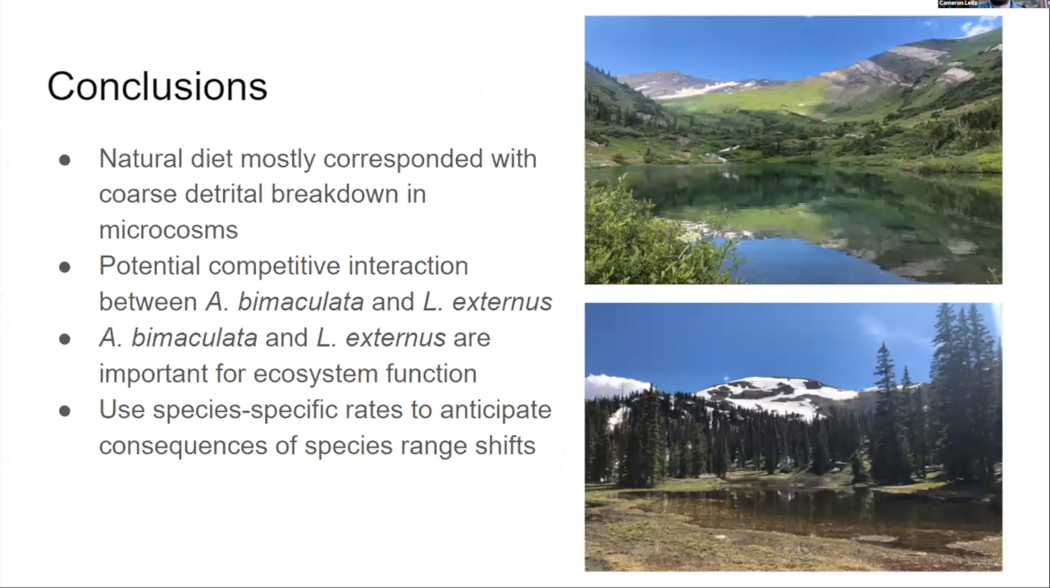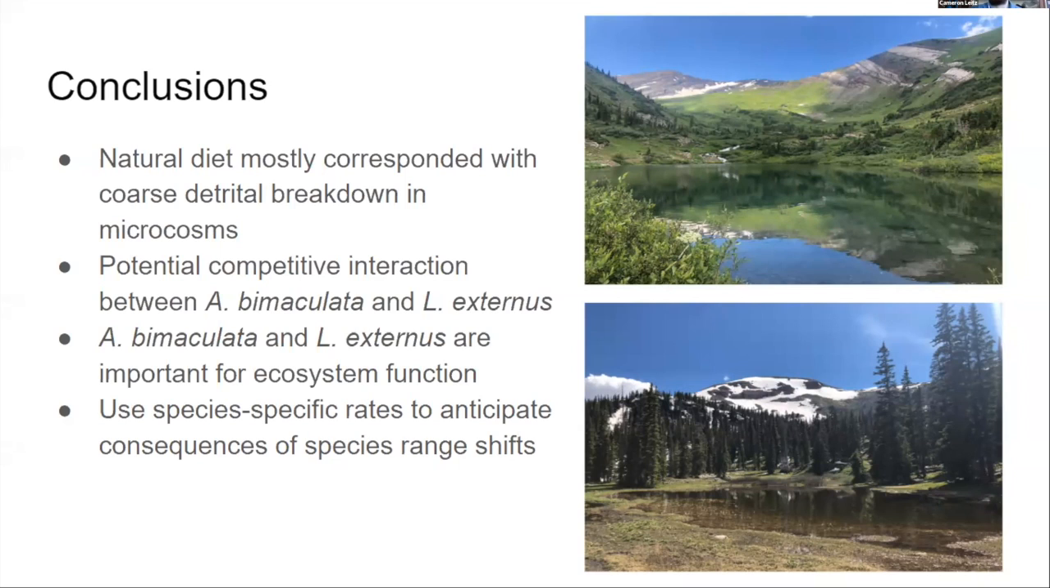So overall, we found that the natural diet, caddisfly's natural diet, mostly corresponded with the coarse detrital breakdown rate in microcosms. However, we had an exception with Vermaculata, which was potentially due to the competitive interaction with externus, showing that Vermaculata may be outcompeted by externus in natural ponds. And we also wanted to emphasize that Vermaculata and externus seem to be the most important species for ecosystem function in these high altitude ponds and wetlands, in terms of coarse detrital breakdown and fine detritus generation.